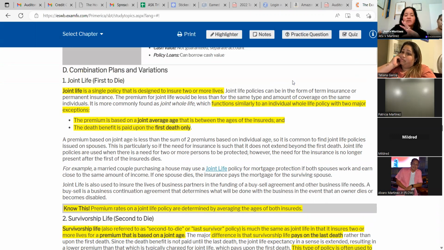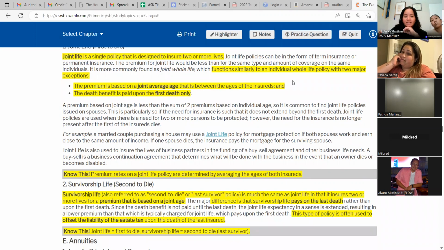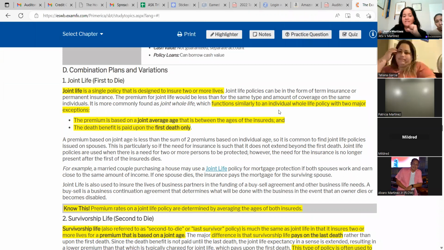So this part over here is a combination of plans, like joint life and survivor life. We haven't done this part. Joint life is a single policy that's designed to insure two or more lives. The premium is based on a joint average age. So if it's me and Al, I'm only 35, he's like 48, it'll be based on the average.